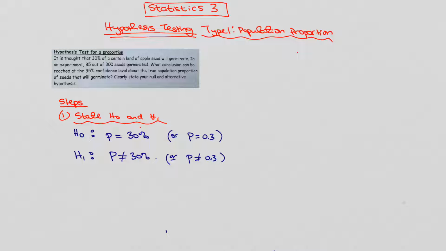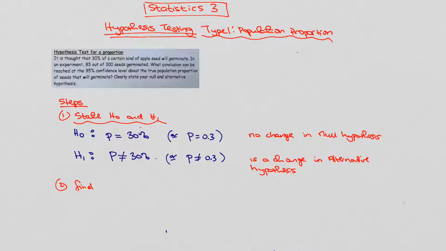So what does that mean? It means that there is no change in my null hypothesis. And the alternative is that there is a change. So we now have to test this claim. So to do that, our second step is then to find our sample proportion.